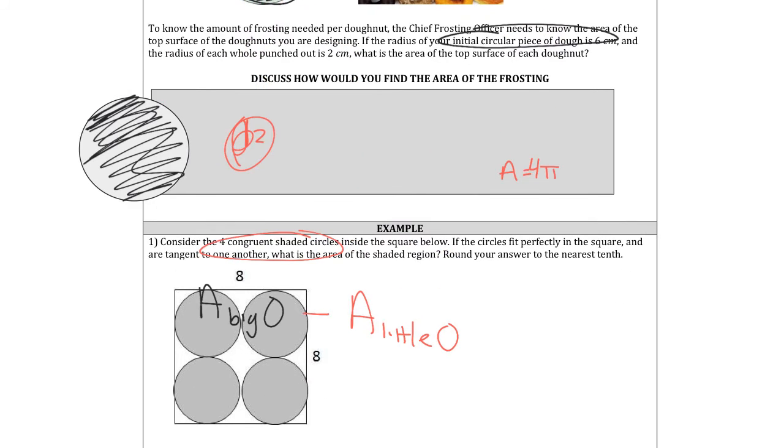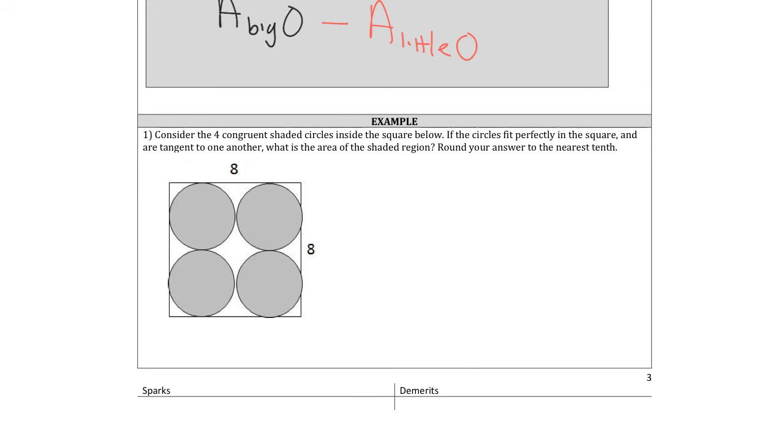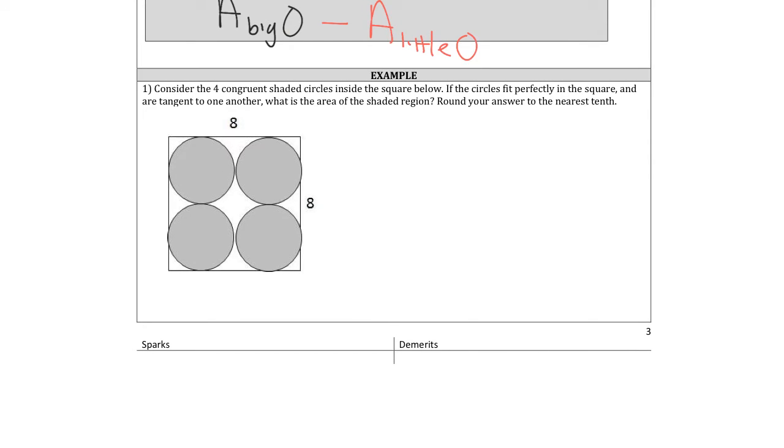So looking at that example at the bottom, it says consider the 4 congruent shaded circles inside the square. So 4 congruent means they're all the same size. So all 4 of those circles are the same size, and it's a square below. If the circles fit perfectly in the square and are tangent to one another, that means they just touch in one spot each. So they fit in there perfectly. What is the area of the shaded region?